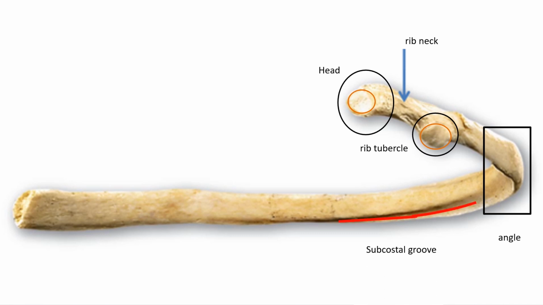And then we have this groove on the inferior part of the rib. This groove is for blood vessels, arteries, veins, and nerves as well to travel under the rib, and these are called the intercostal neurovascular bundle. And this is the shaft or body of the rib.